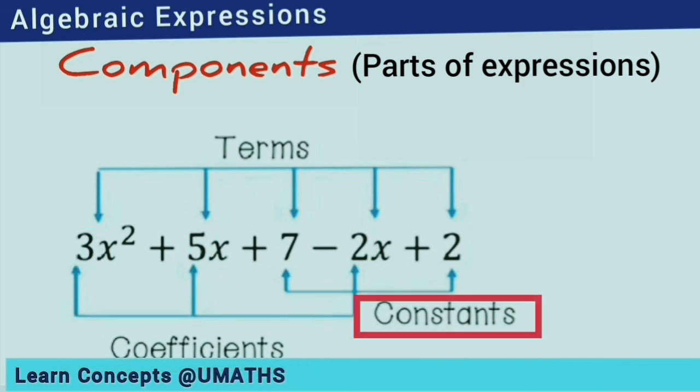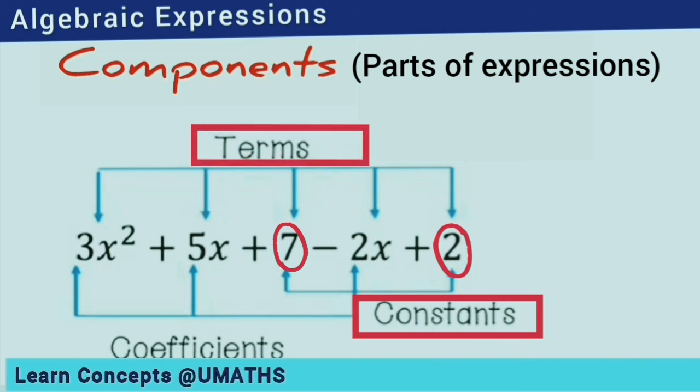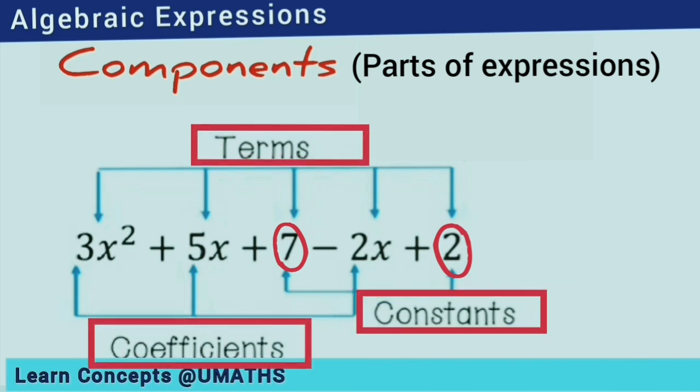Let us know about constants. A constant term is a term without a variable. So, in this expression, 7 and 2 are the constants because both terms do not have variables. Students, I am sure you must have understood the meaning of terms, coefficients and constants.